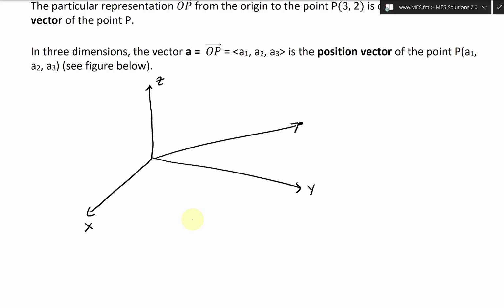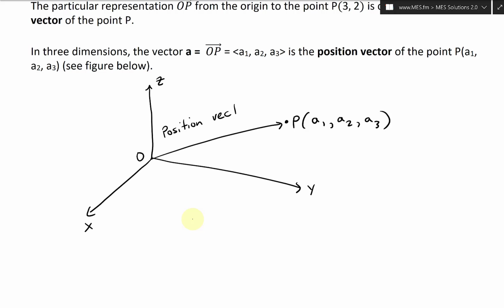If this is the point P, its position vector is going to be the vector from the origin. Let's draw this origin here. Or better yet, let's just draw point P. This one has coordinates a1, a2, a3, like that. And this is from the origin all the way into this point P. This is going to be the position vector of P, and this is right over here. Make this capital P.